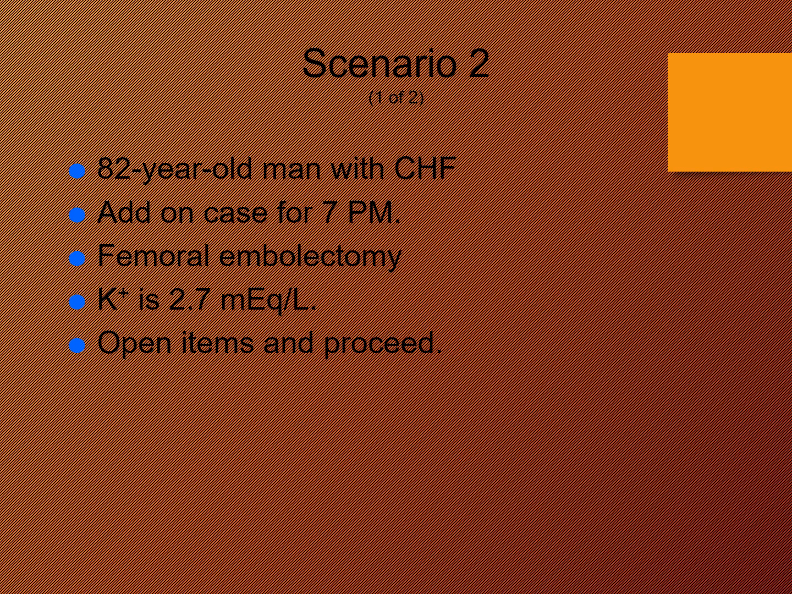So here we have another scenario. This is an 82-year-old man with congestive heart failure. He has been on long-term use of diuretics. He is an add-on case for 7 p.m. for a femoral embolectomy. This means that he has in his femoral artery a piece of like a clot. His potassium is 2.7. We see that that is well below what we want it to be. In this case, though, we are going to open the items and proceed, and I will tell you why.